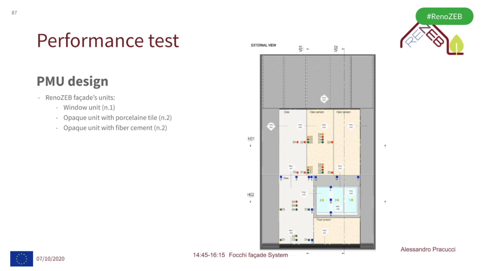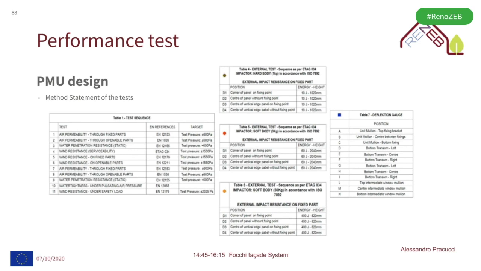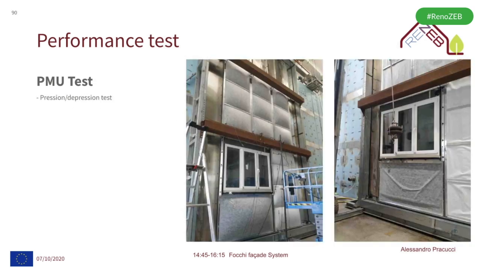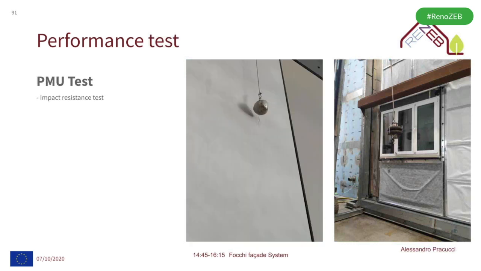This is the test. Here you can see the units we have tested with two external finishings, the ones we are going to adopt in the demo buildings, fiber cement and porcelain tile, and a window unit. Here the tests, just to give you an idea: we speak about air permeability, water tightness, impact with different types of elements to be used, as well as the deflection gauge. Here the test facility where we installed the facade, and the results are quite interesting.